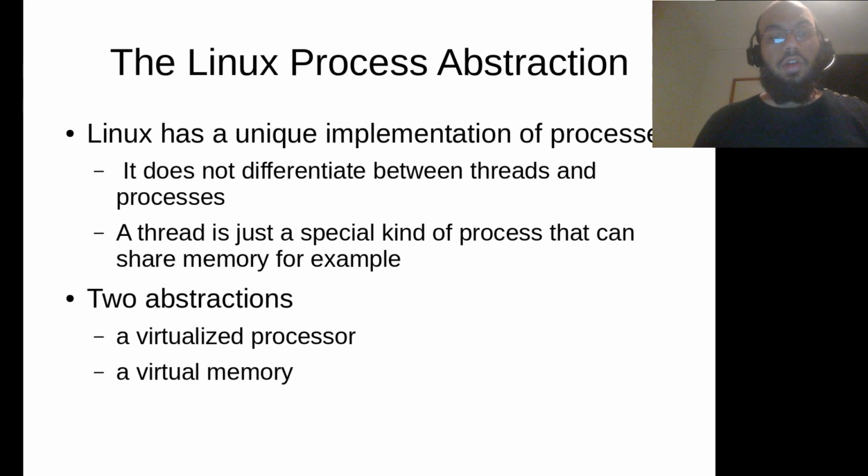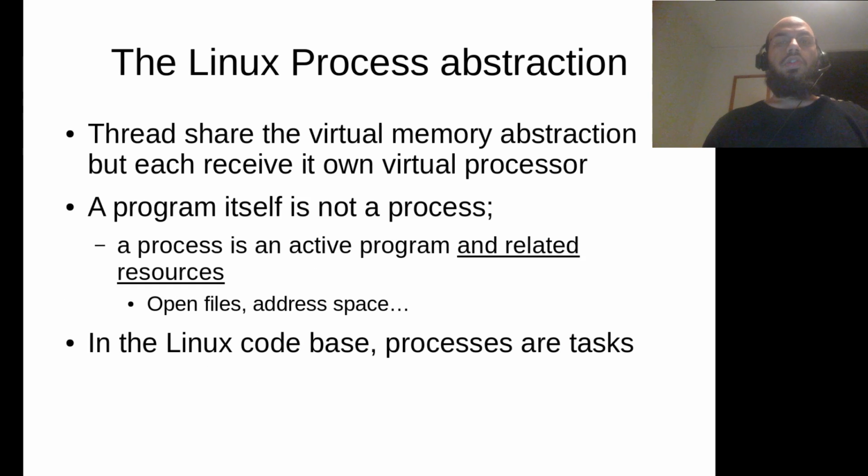Okay, and there are two abstractions that we need to understand here. The first one is the concept of a virtual processor, and the second is the concept of virtual memory. We have touched upon both of them a little bit in the normal lectures. So threads share the virtual memory abstraction, and they share it in two ways, basically.